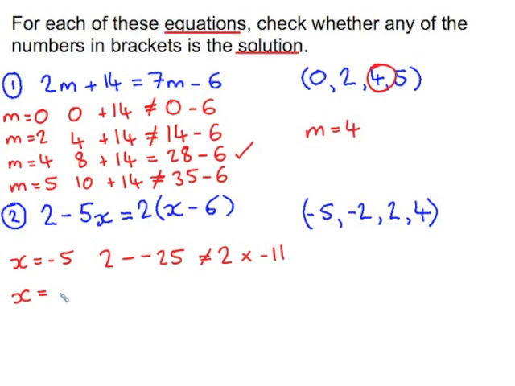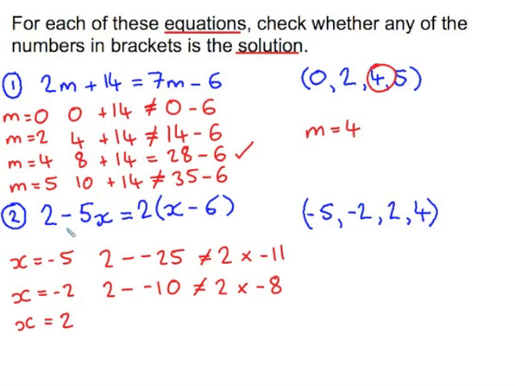Next we have x equals -2. So 2 take 5 times -2 is -10, equals 2 times -2 take 6, that's -8. 2 take -10 is 12, and 2 times -8 is -16. So they are not equal.